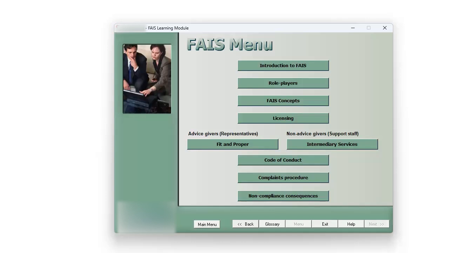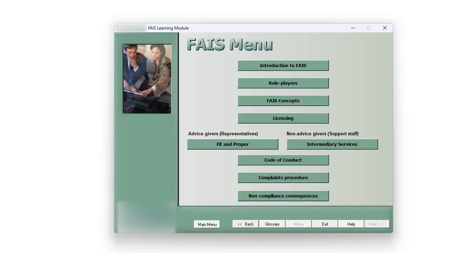The other thing I want to say is you can see that this is created for two different people, non-advice givers and advice givers. So my opinion is, well, create one for advice givers and one for non-advice givers. Don't include both of them. I don't think I would do that. Anyway, so let's carry on.